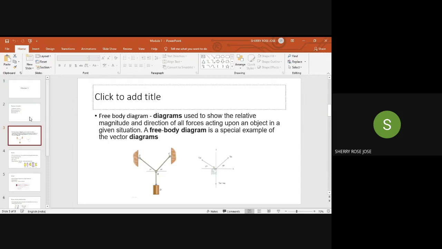Now, next is the free body diagram. A free body diagram is a diagram which shows the relative magnitude and direction of all the forces acting on a body. An example of the free body diagram is shown in the figure. Here you can see this is the real-time problem, and that is depicted as a free body diagram here. We will be using free body diagrams for easy calculation of the forces.